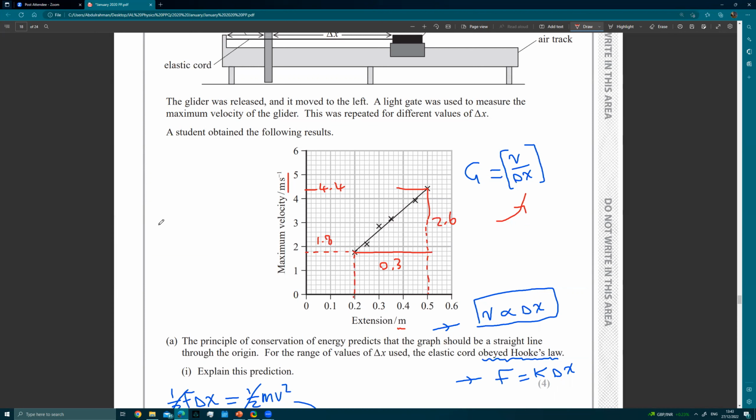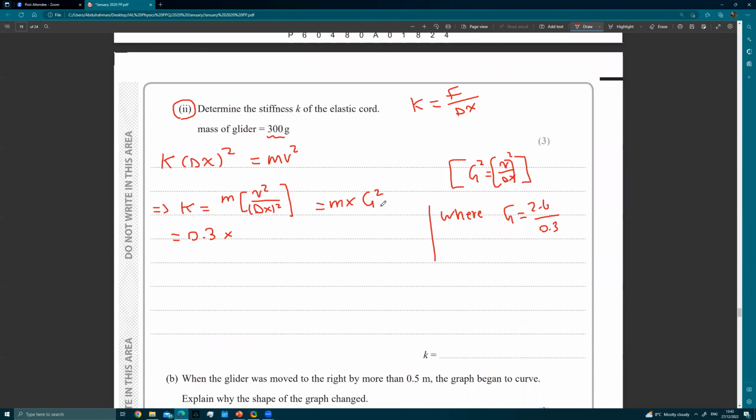So let's put that in our working out. So k equals, was it 2.6 over 0.3? I actually have the memory of a fish. Yes, it was. So we're going to do mass multiplied by 2.6 over 0.3. That's the gradient, but you want the gradient squared. So let me put that in my calculator quickly. 2.6 over 0.3.